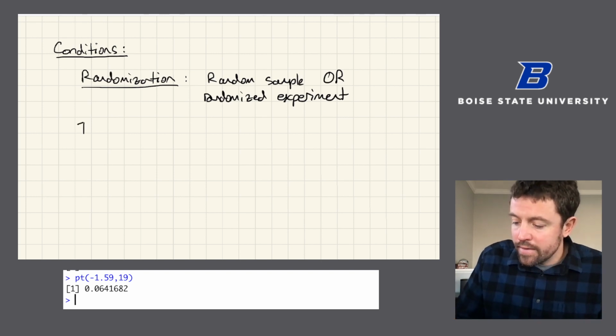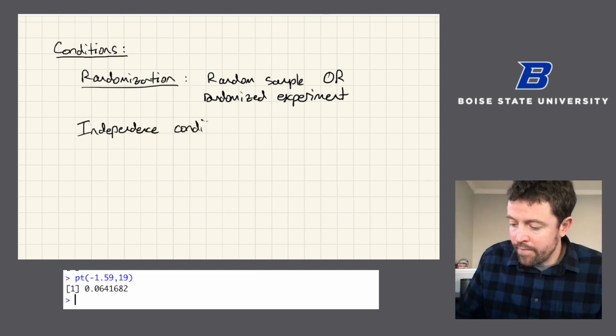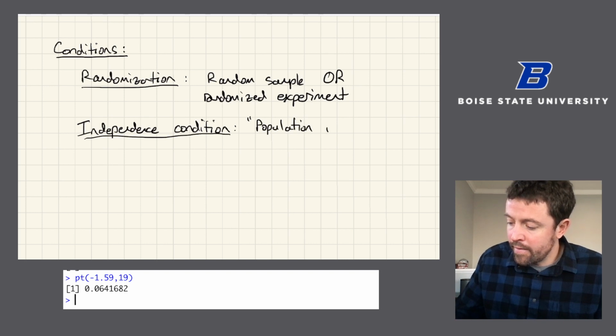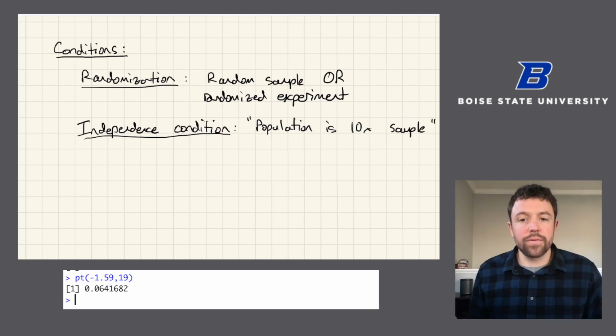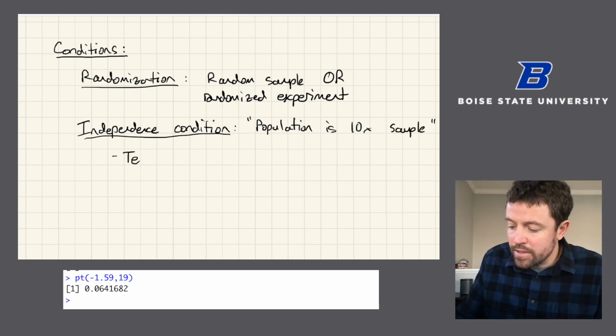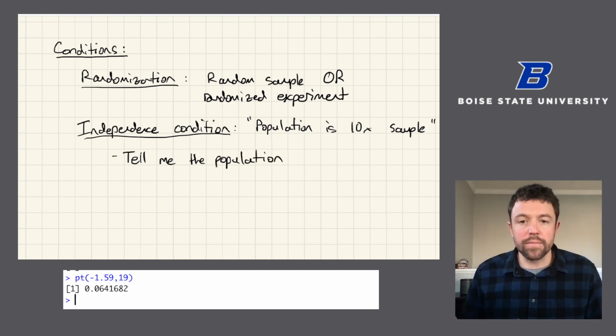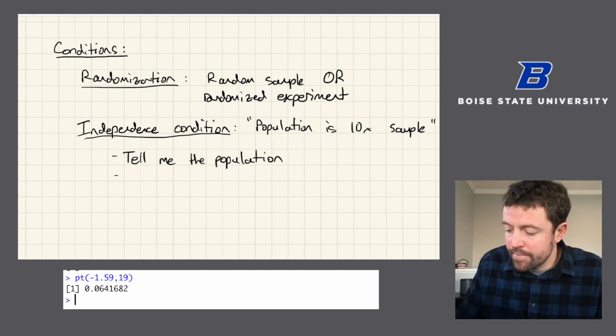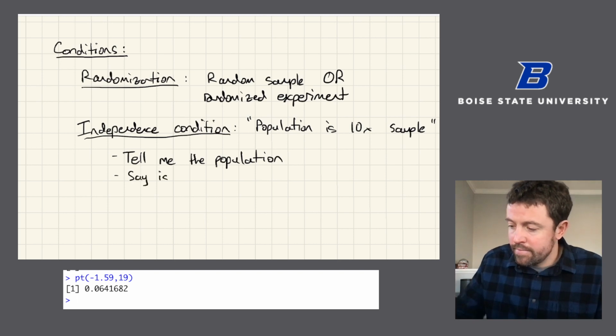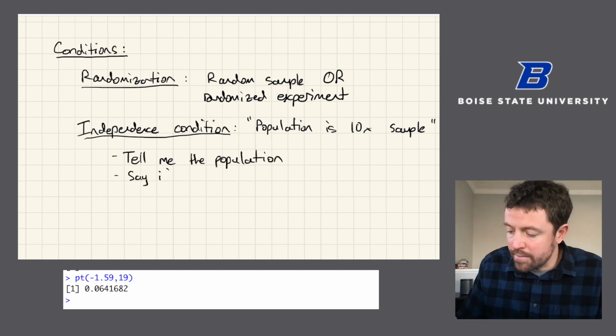Our independence condition is often stated as that the population is 10 times the sample. And what I usually want to see for this is, tell me what the population is. So in this case, you would say the population is all of these new tennis balls ever produced by this company. And say if you think this population is 10 times the sample.